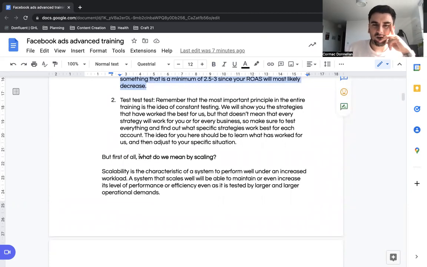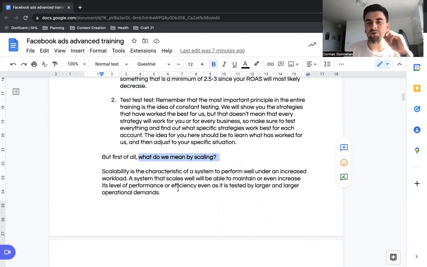So first of all, what actually is scaling and what do we even mean by it? Scalability is the characteristic of a system to perform well under an increased workload. So look at your Facebook ads as a machine. Scaling is the capacity for that to work while putting more throughput through it. A system that scales well will be able to maintain or even increase its level of performance or efficiency, even as it is tested by larger and larger operational demands. Operational demands being audience and the amount of people seeing your ads and getting through to your website. That's really what we want to test and see, and that's what we mean by scaling.